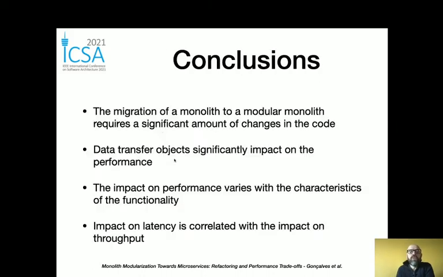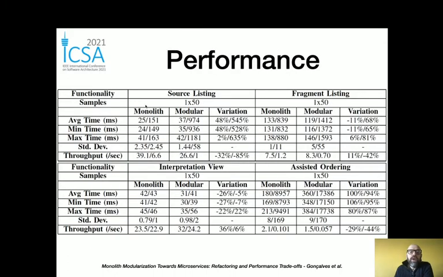So the way to read this is that this number is the monolith, the performance for the source listing functionality in the monolith, the average time, the latency, when you have 100 fragments in the database. This is when we have 720 fragments in the database. And we see here that if you have more data in the database, the performance gets much worse.